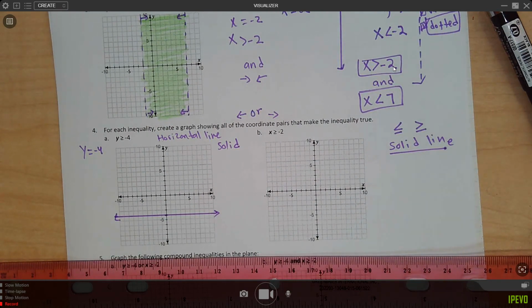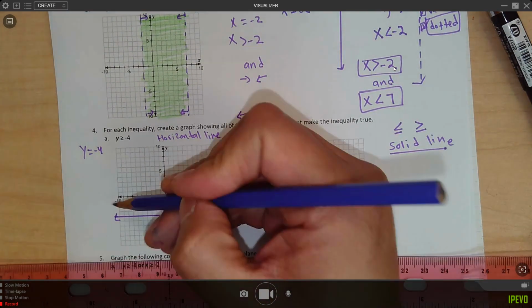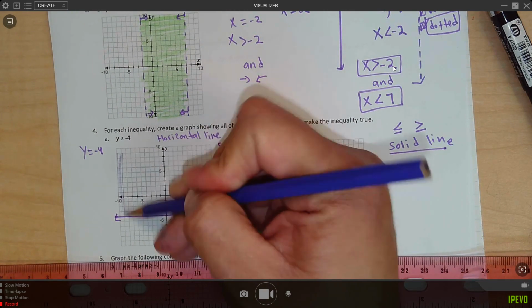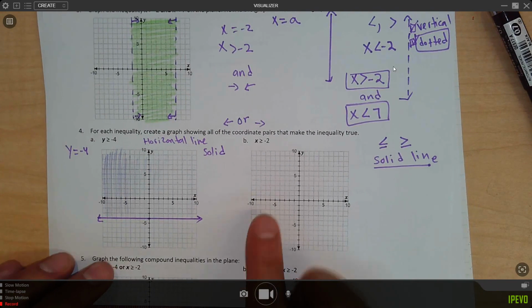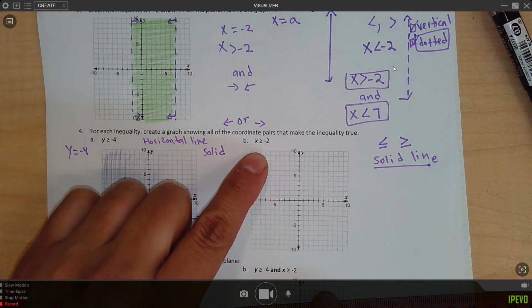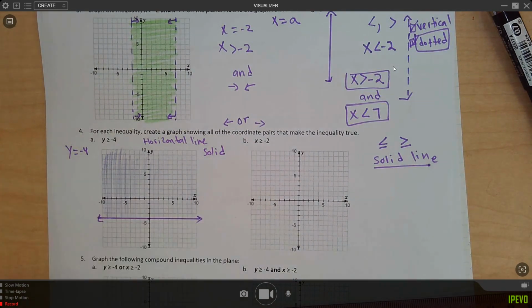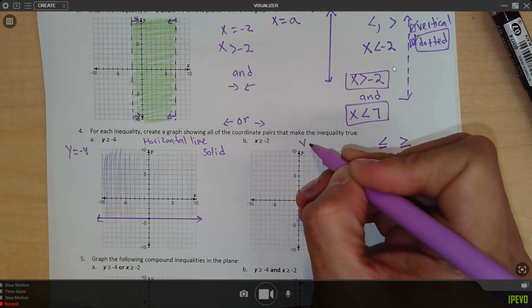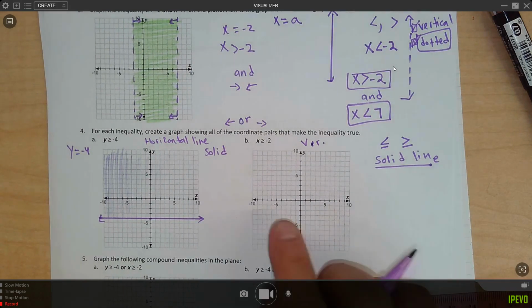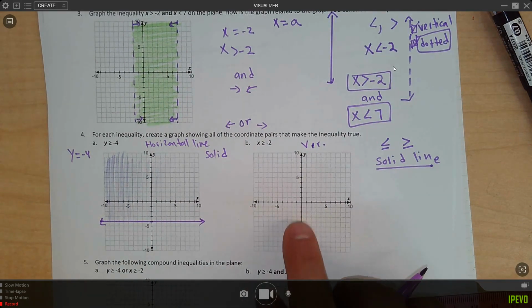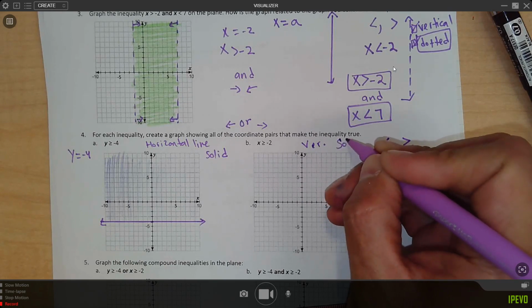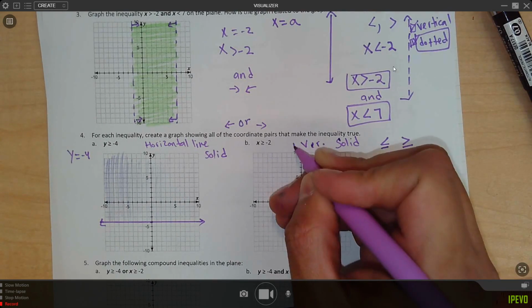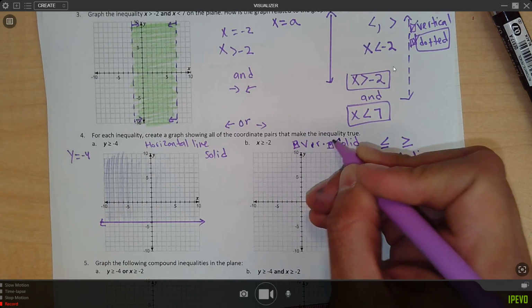So I can use a different color if I want to. So I'm going to use this color over here. All right, now I'm going to go to this one right here. Is that going to be horizontal or vertical? Perfect. That is a vertical. And is it going to be solid or dotted? Perfect. Solid. So always check the conditioning to make sure that your graph will be accurate.